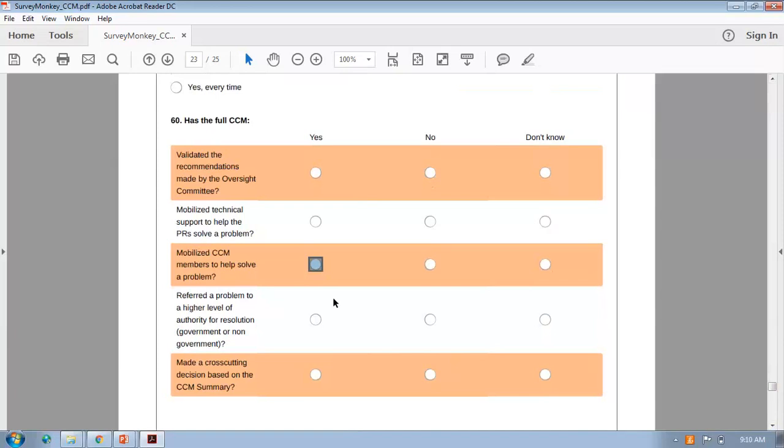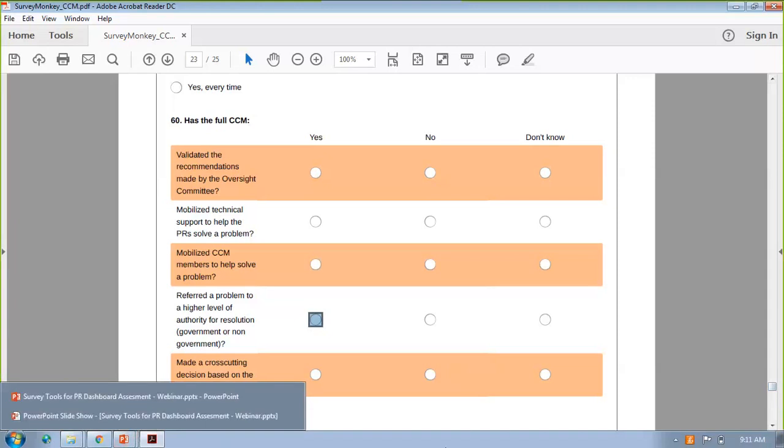And we could even imagine that in some cases the CCM has referred a problem to a higher level of government for resolution. For example, if the problem is that the government has not provided the customs clearance, tax-exempt customs clearance, they might refer that problem to the Ministry of Finance or to the Prime Minister's office for support. And so you're trying to find out just how active is that CCM in using the analysis of the Oversight Committee to solve problems where the resolution requires more than the PR can do on its own.